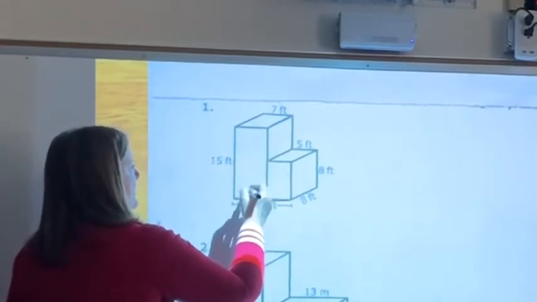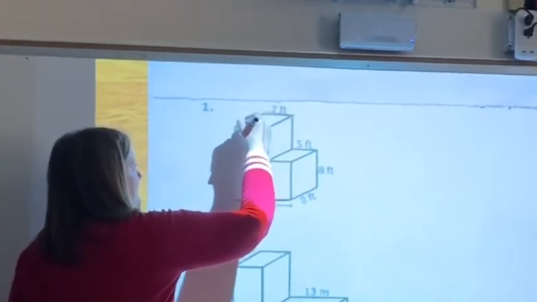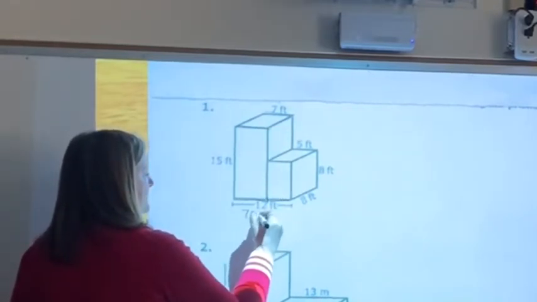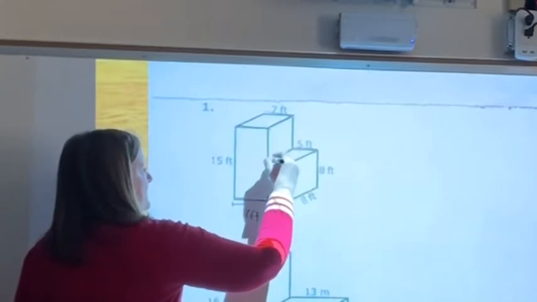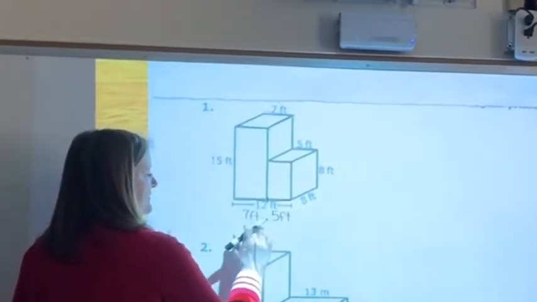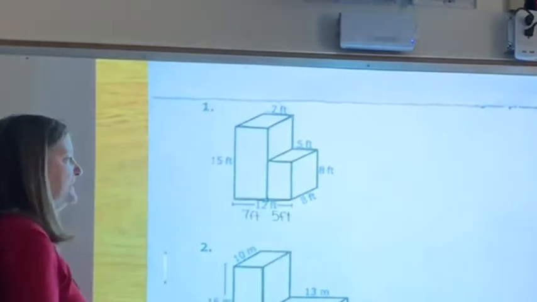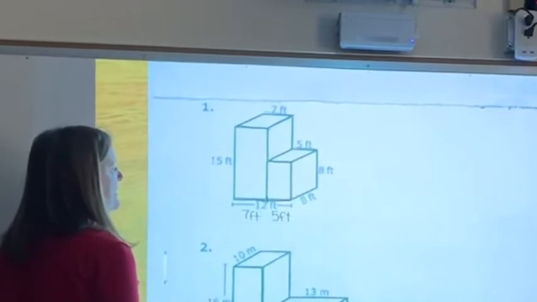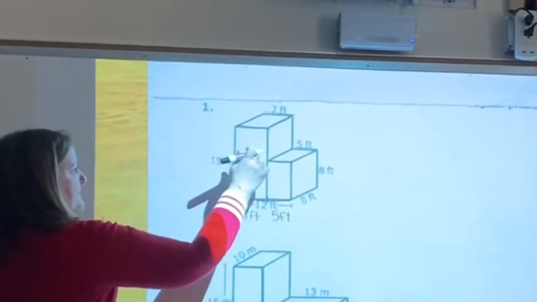But if we look up here, there's a length, there's 7 feet, 7 feet. So this one has to also be 7 feet here. Here's 5 feet here, so this is 5 feet. Together they add up to the 12 feet that is right here. Now we have the length for each of the separate prisms. So let's take a look at this large one first.